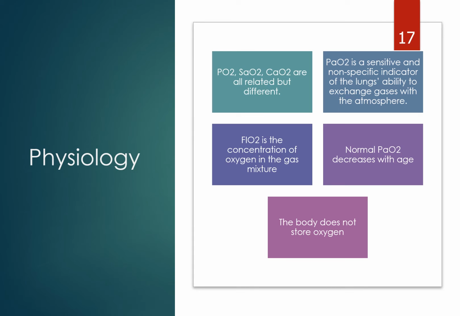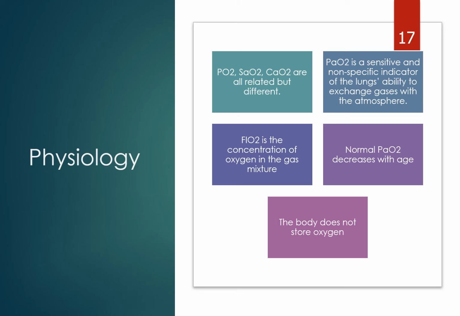Let's talk about the basic physiology of oxygen therapy. There are certain values that we're going to get into in a little more detail as we go along. We're going to be talking about PO2, SaO2, CaO2. They all have O2, but they are different. We're going to also be talking about PaO2, which is a sensitive and non-specific indicator of the lungs' ability to exchange gases. Then we're going to be talking about FiO2. FiO2 is the concentration of oxygen in a gas mixture. Remember that room air has 21% oxygen, 21% FiO2.